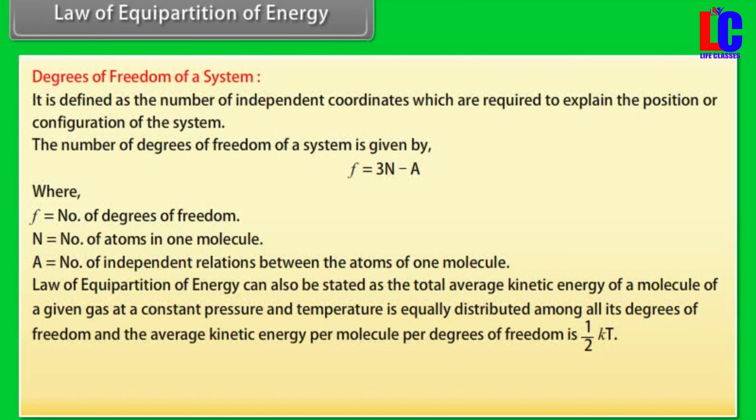Law of equipartition of energy can also be stated as the total average kinetic energy of a molecule of a given gas at a constant pressure and temperature is equally distributed among all its degrees of freedom, and the average kinetic energy per molecule per degree of freedom is 1/2 kT, where T is the temperature of the gas.